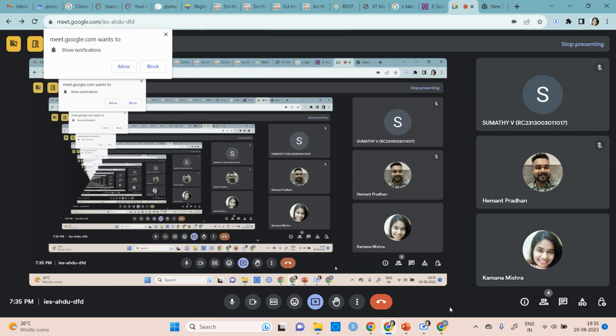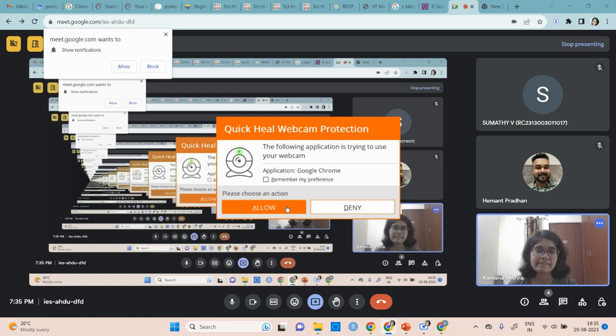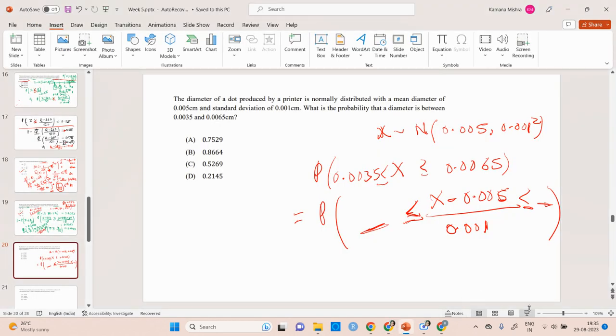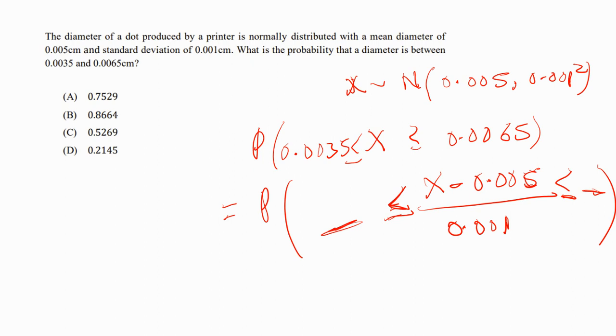Are you solving this? So this is 0.0035 minus 0.005 divided by 0.001. So it will be minus 1.5. I'm writing it directly, you can solve it now. And it will be 1.5.